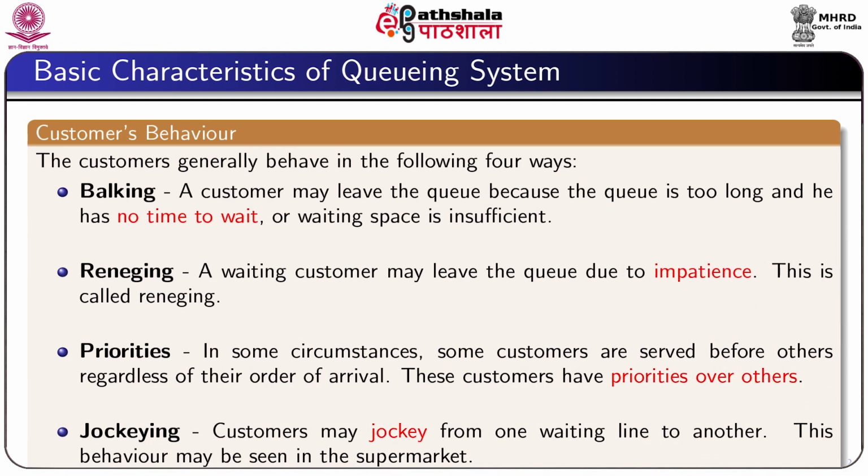Customers' behavior is another characteristic of a queuing system. The customers generally behave in the following four ways: balking, reneging, priorities, and jockeying. A customer may leave the queue because the queue is too long and he has no time to wait, or there is not sufficient waiting space. Such behavior is called balking.